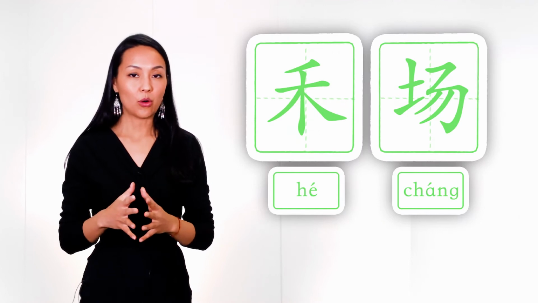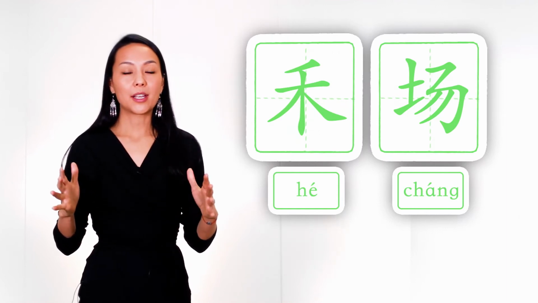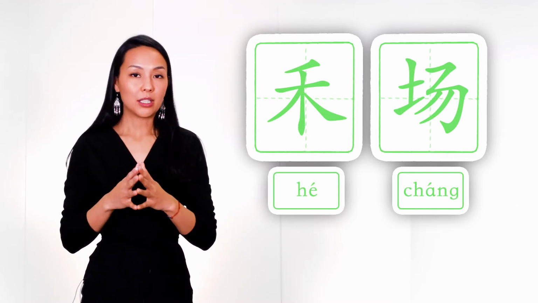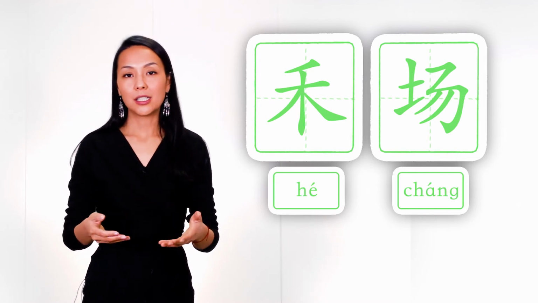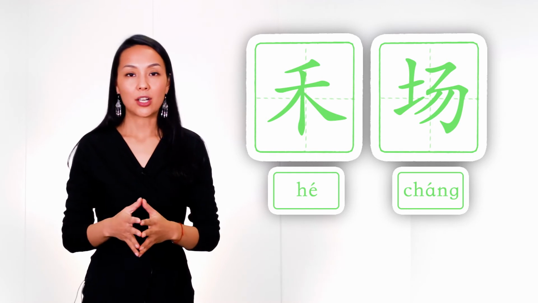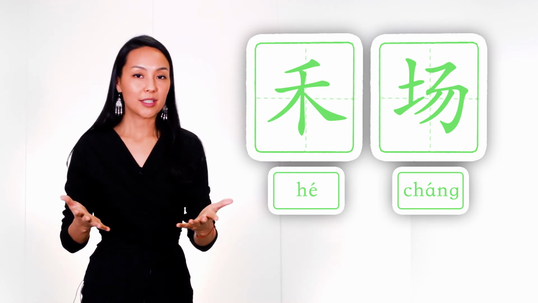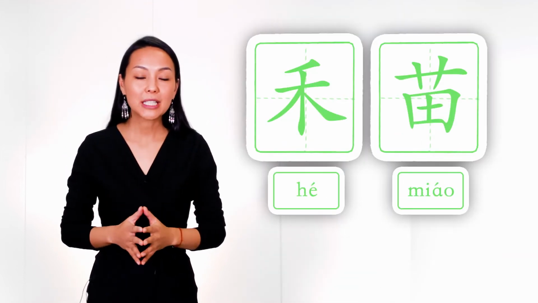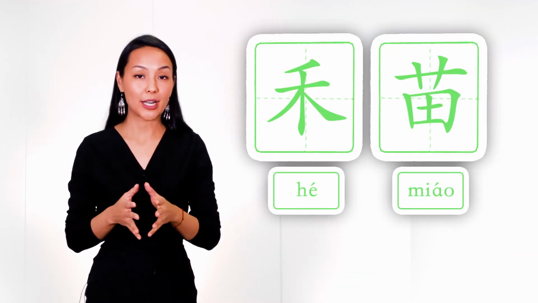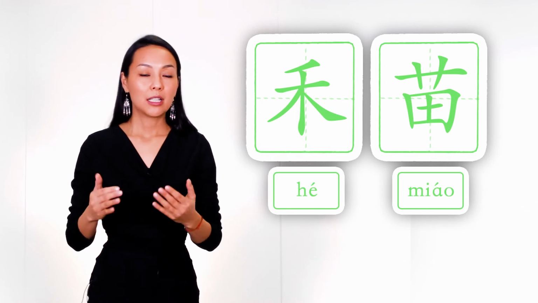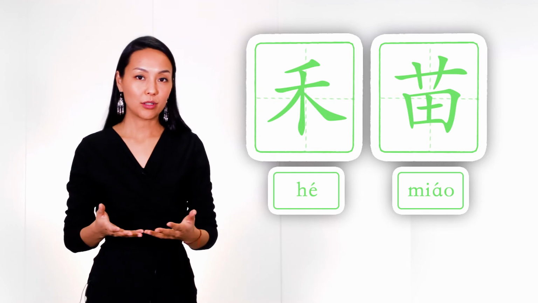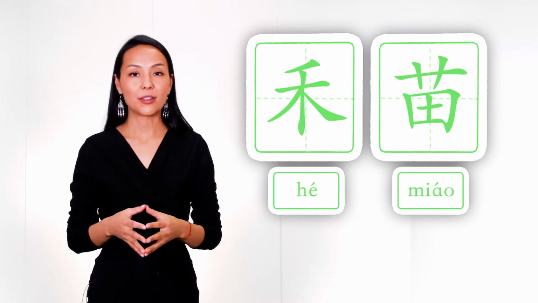The first example is the word threshing floor. It's a place where we kept our harvest, our grains. So 禾场: 禾 is harvest, grains, 场 is an open space. Together, threshing floor. And the next example is the word seedling of different grains. 禾苗: 禾 is grains, harvest, 苗 is seedling, sprout. Together, seedling of different grains.